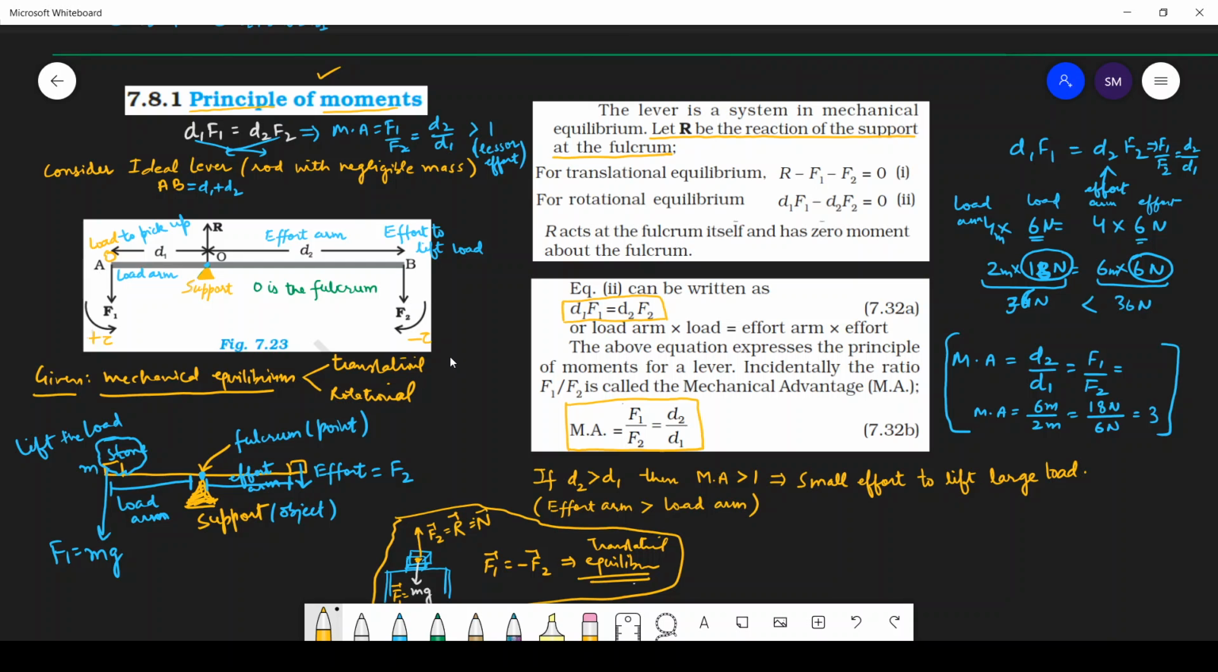So for translational motion, I want sigma. Here no force is acting in the x direction, no force in the z direction, there is only force acting in the y direction. So sigma Fy is 0. Okay, so translational equilibrium. Rotational equilibrium, sigma tau equals 0. If we are considering this x-axis, y-axis, then tau will be along the z-axis, perpendicular to R and F. So tau will be in which direction? Z.